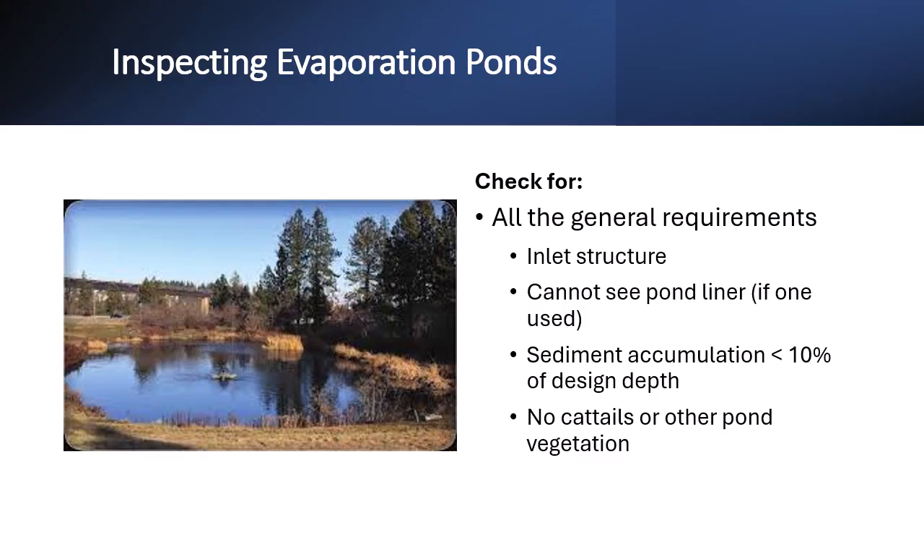Plant growth that could reduce the pond's capacity includes cattails and other pond vegetation. The plants will start closer to the edges of the pond and then move towards the center as they trap and accumulate sediment.